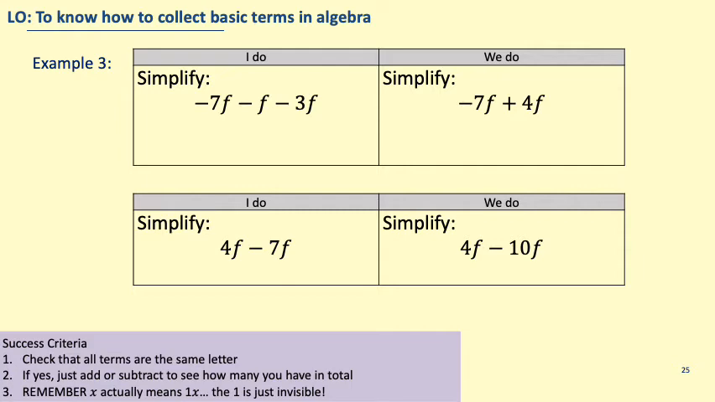Okay, some further ones. So our starting point is negative 7f. We're subtracting 1f. So that's going to take us to negative 8f. And then we're subtracting another 3f. So we're going down the number line again to negative 11f. Pause the video now and give yourselves 30 seconds to do the we do.